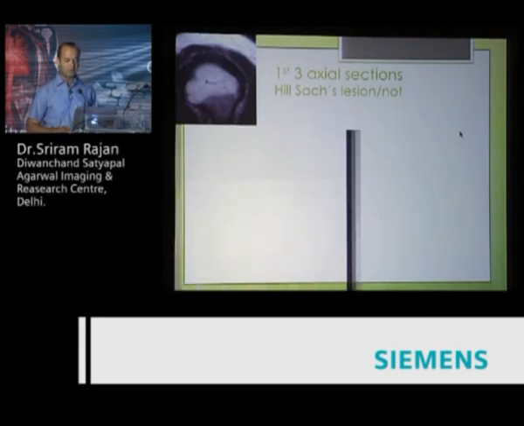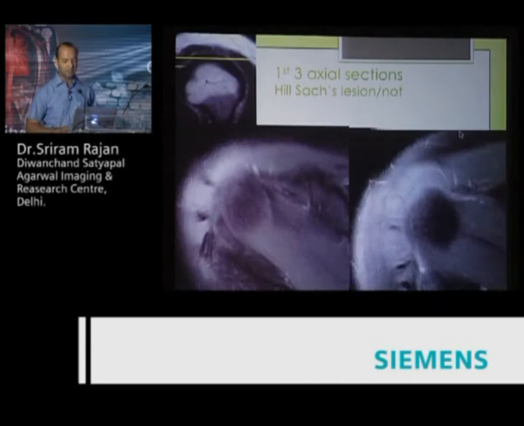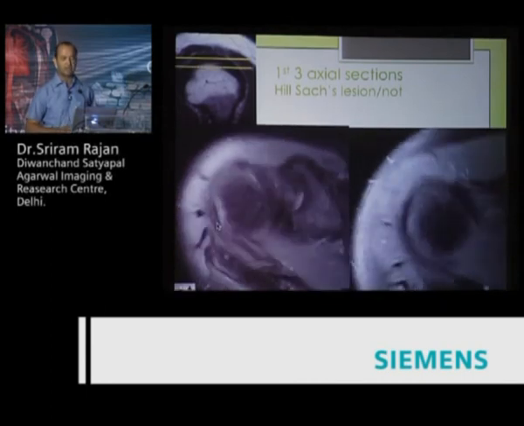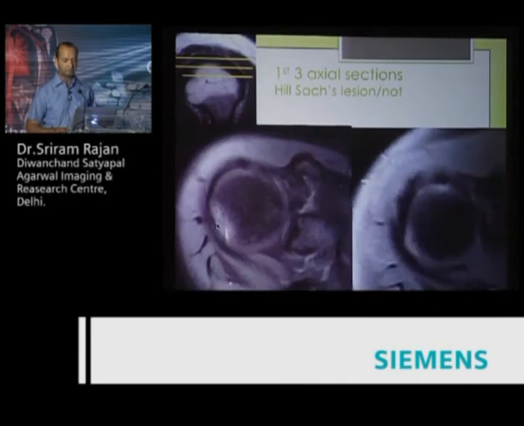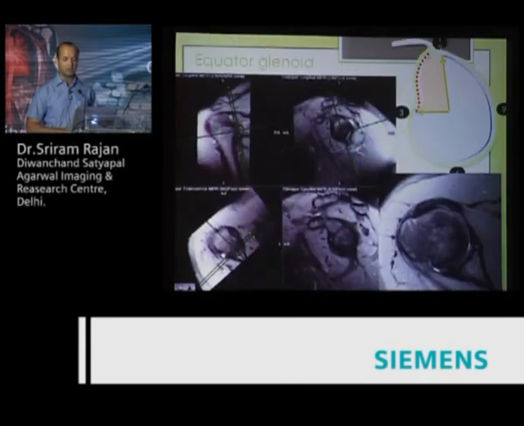On the axial images, you have to see the first three axial images. They normally should be a spherical image. If you see flattening, that's an early sign of a Hill-Sachs lesion. On the axial images, the other thing which you need to find out is what is the sagittal level at which the Bankart-like lesion is seen.